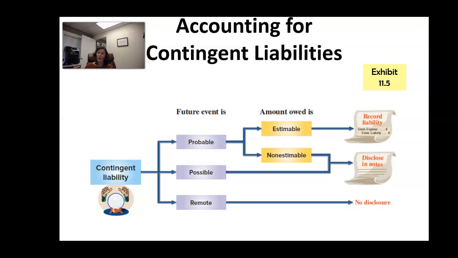We say to the attorney, what do we think we're going to have to pay? And then if the attorney can quantify that and give us an amount, we will then record that estimate. If the attorney says, I'm not really sure in this instance, I really can't say, then it just goes into the notes.